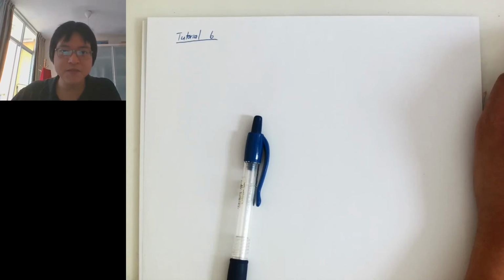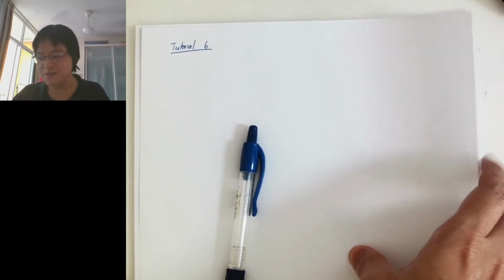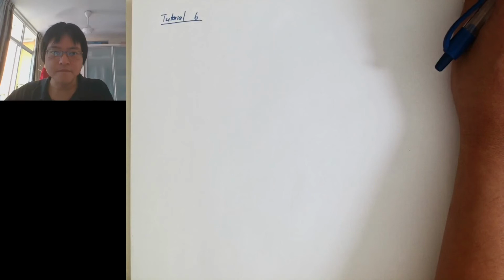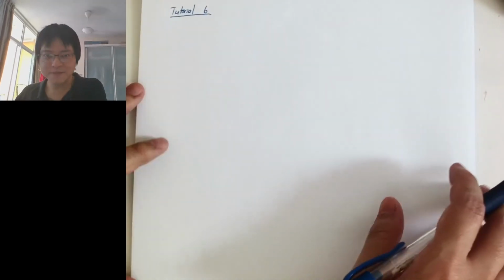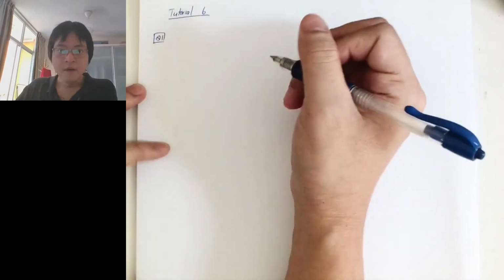But for now, let us do tutorial 6. If you remember, tutorial 6 was about chapter 6, angular momentum, rotation, and torque. Right, so let us see. Let me talk about this first before we run out of time. I will read the questions later. Okay, so let's start with question 1.